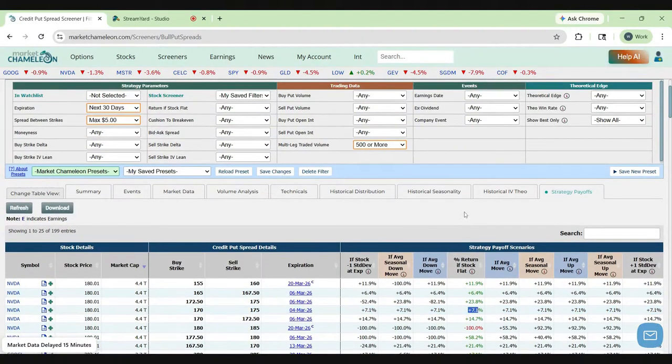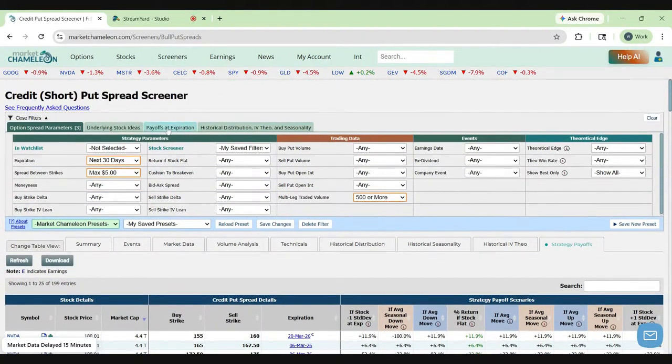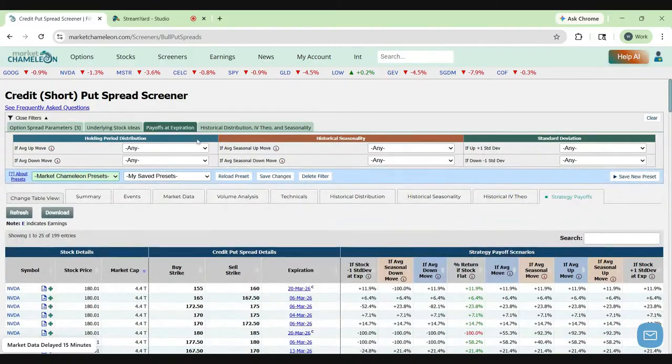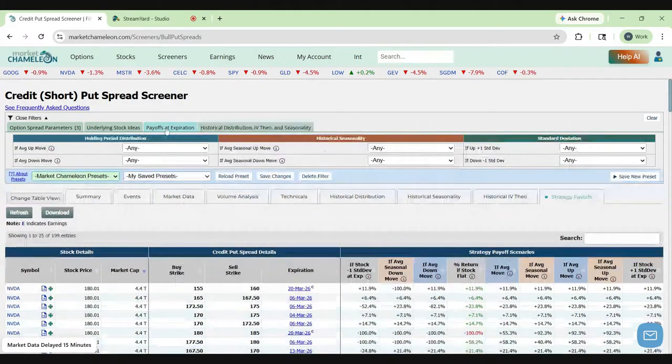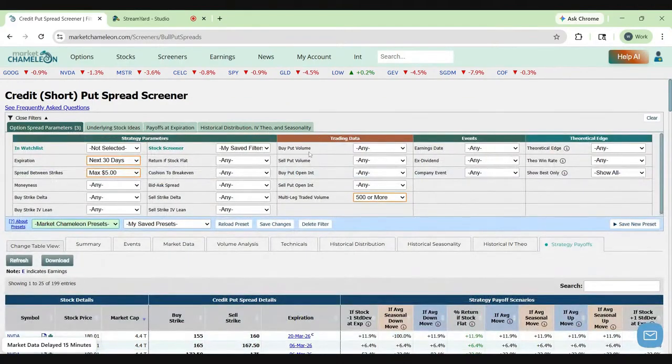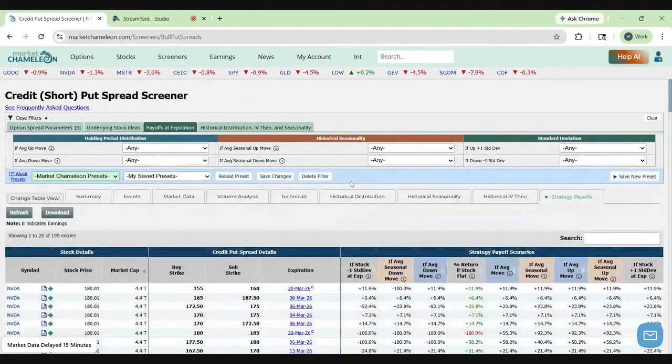So let's try that. If we go up here and click on payoffs at expiration, I think it is in here. Let me see. Or payoffs at expiration. I guess let me see. I guess I don't have the if stock is flat.